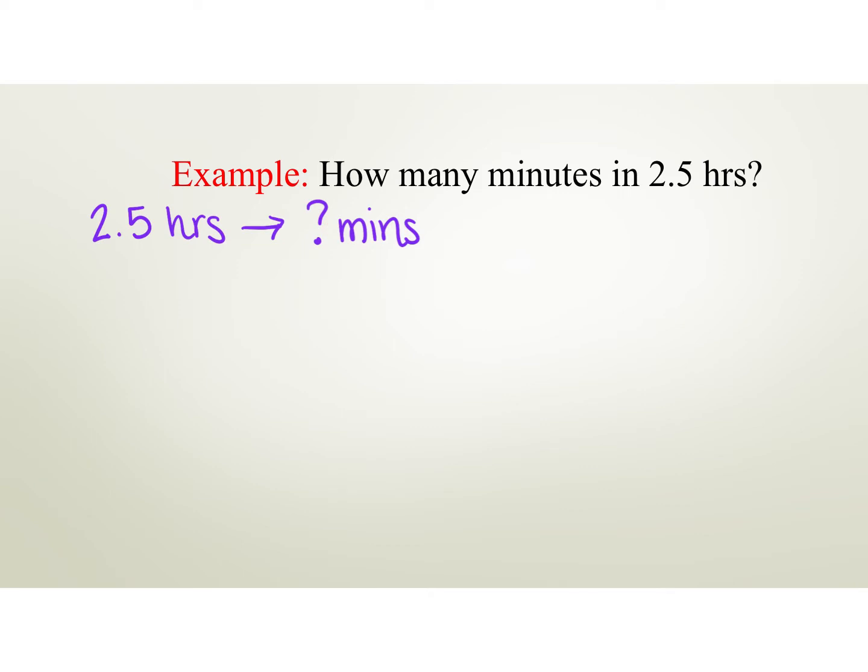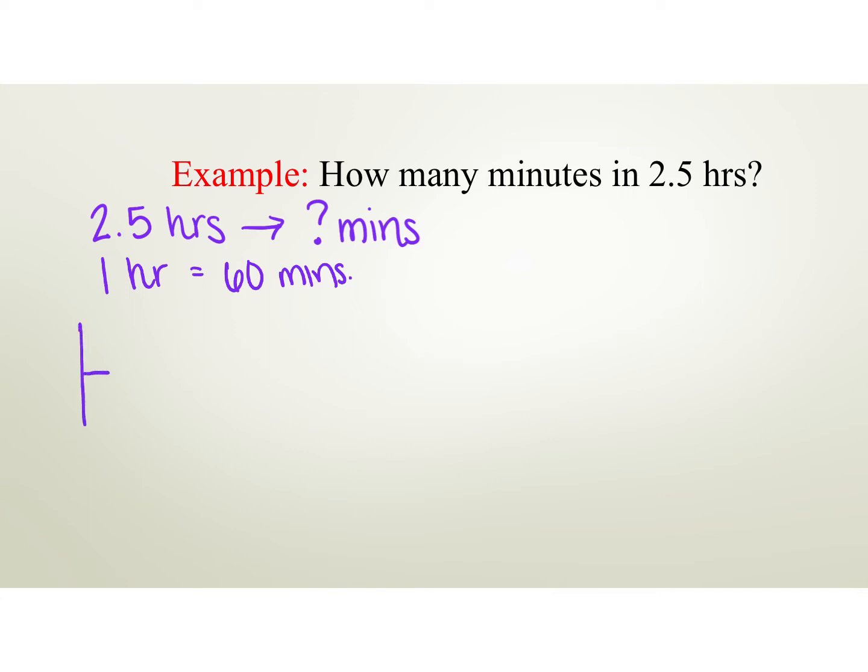And then my next step is to make that game plan. So how am I going to get from hours to minutes? This is going to be a conversion factor. Okay, so how many minutes are in an hour? Okay, so I know I'm going to have to use this conversion factor that 1 hour is the same as 60 minutes. Okay, so now that we've kind of thought this through, I know how I'm going to get from hours to minutes. Then I'm going to do the dimensional analysis.